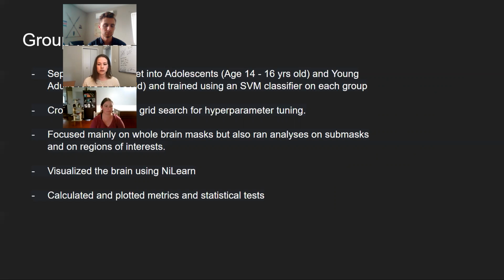We focused mainly on using the whole brain mask, but also did look into submasks and other regions of interest. But when we ran the cross-validation, we did so only on the whole brain mask data and just found the best parameters for running the models. Also, we visualized the brain using Nilearn for the whole brain and also some other regions of interest. And we calculated and plotted the metrics and statistical tests.